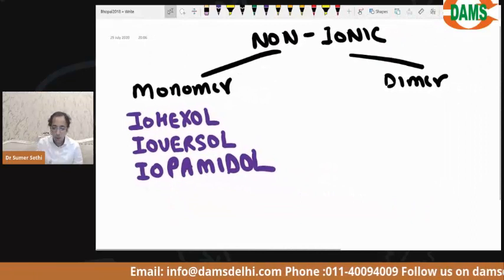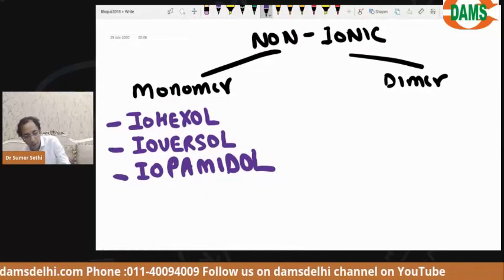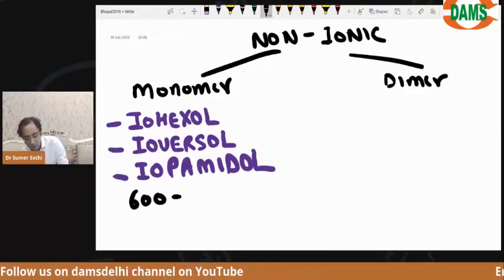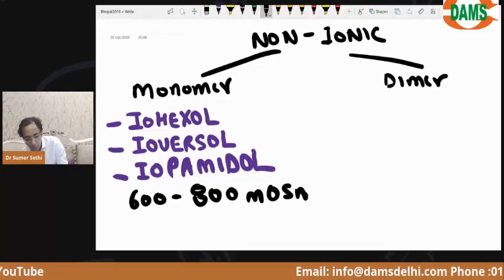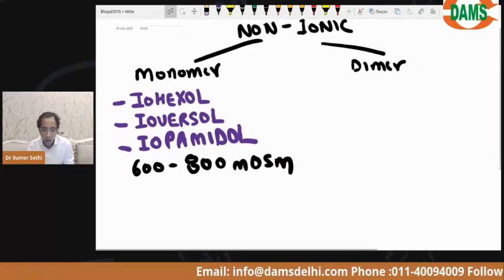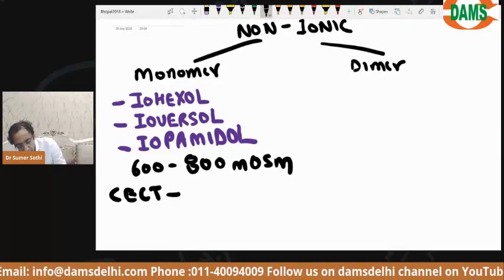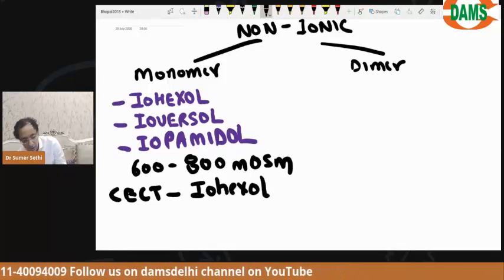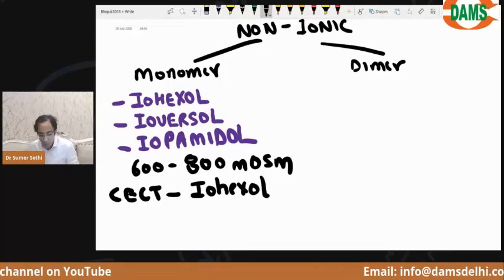So non-ionic monomers are iohexol, ioversol, iopamidol. They have an osmolarity of 600 to 800 milliosmol. Today, in most of the CECTs that you see in your hospital, the most commonly used dye is iohexol. It is a monomer with low osmolarity. That is what we are commonly using.